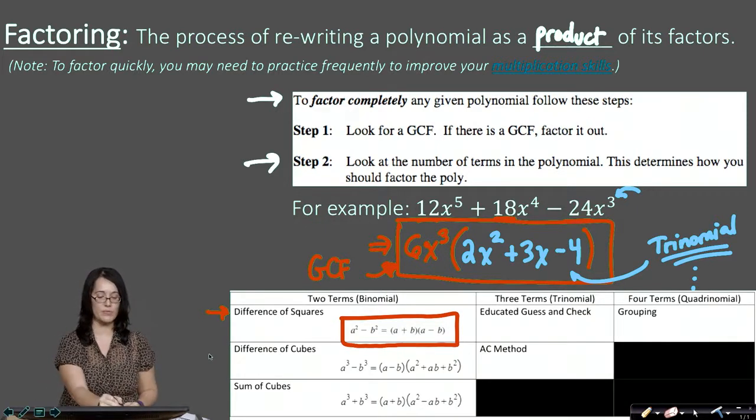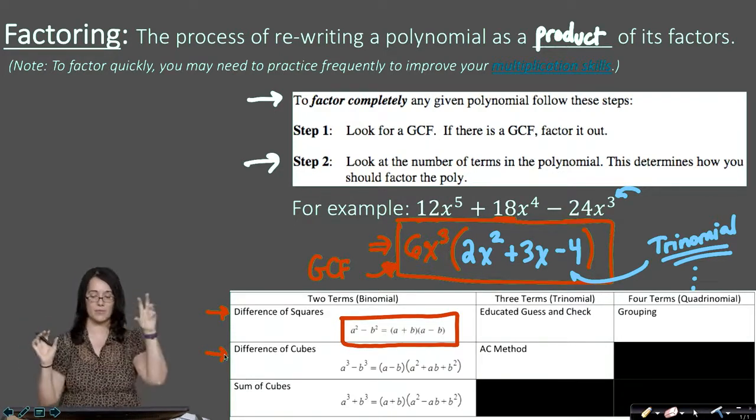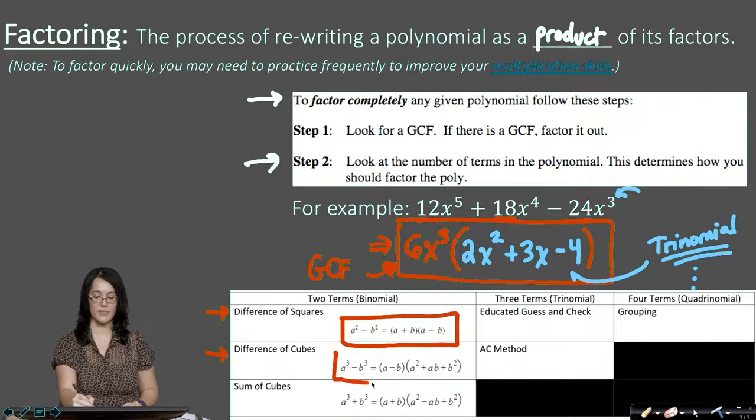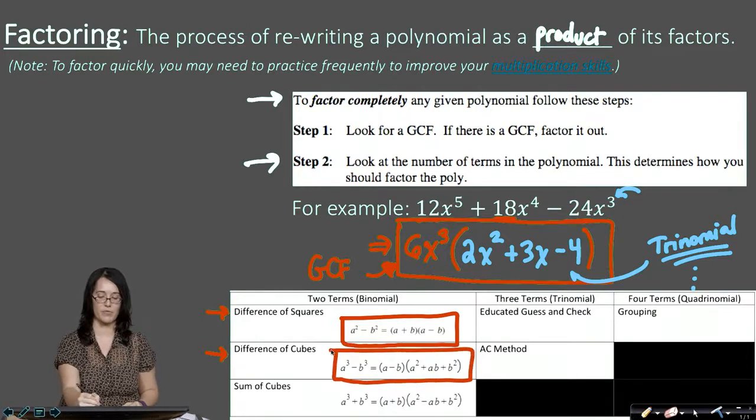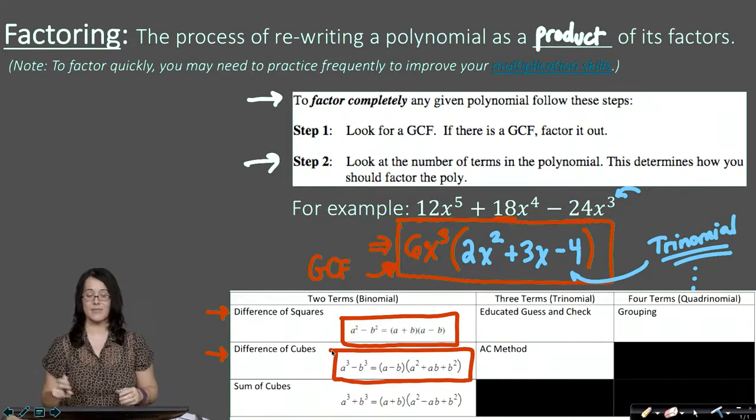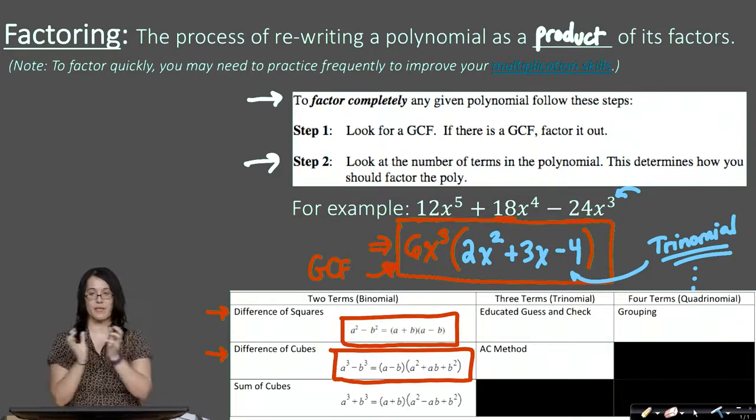Also, a difference of cubes, we're going to see that in our next video as well. If you have something cubed minus something cubed, you're going to end up with the something minus the something, so the things without being cubed first, a minus b, times the something squared, a squared, plus their product, ab, plus b squared, the second thing squared. So we'll be talking about those patterns coming up in the next video.